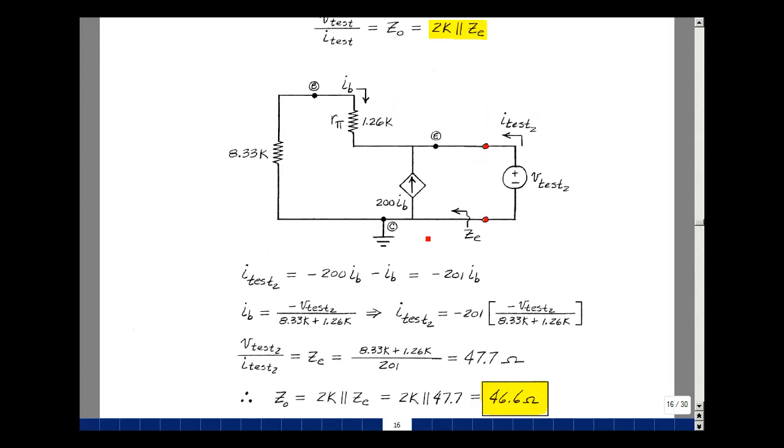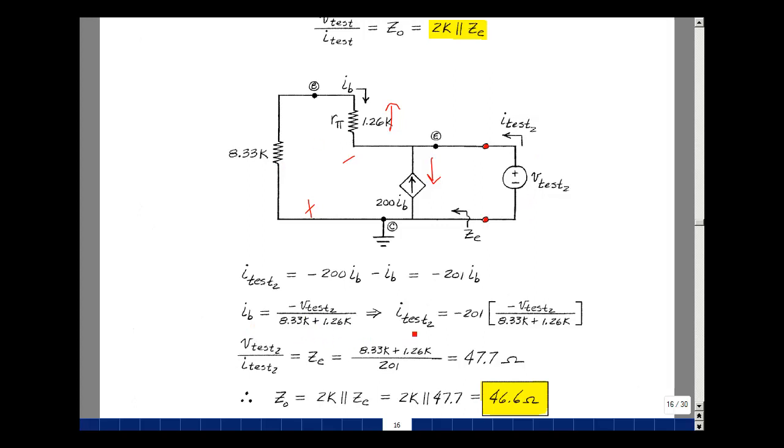So I've got I sub B, 200 I sub B, and I'm going to apply another test voltage and measure another test current and find the impedance looking into the emitter of the transistor. The current I test is entering the node. What's leaving the node is a minus 200 I sub B and a minus I sub B. I've got a minus 201 I sub B. What is I sub B? Well, it's the voltage here divided by the total resistance, 8.33K plus 1.26K. But the voltage here is the negative of V test. I sub B is minus V test divided by the sum of these two resistors.